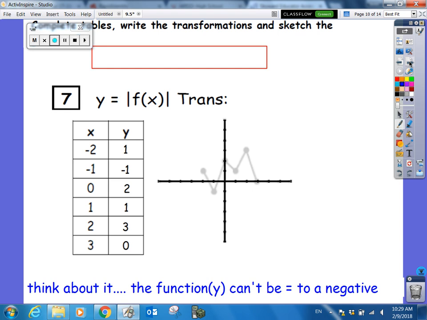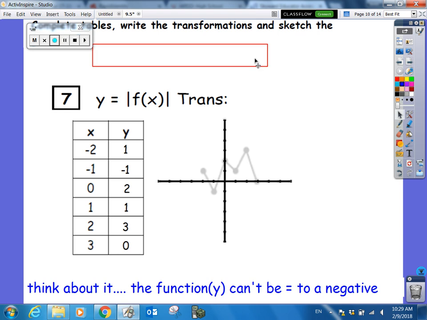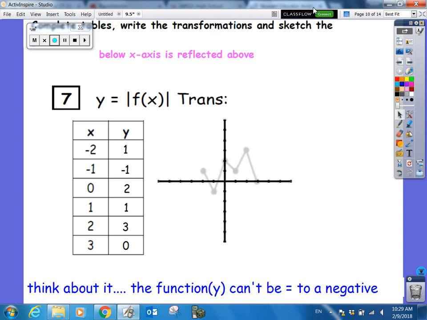If you do a bunch of work and you get y equals 10, the value is 10. But if you do whatever the function is, and you got y equals -2, once we took the absolute value of that, it would be +2. So that's why anything below the x-axis gets reflected above it. Okay, anything below the x-axis gets reflected above it. So again, that's just in your list of transformations down there. So anything above stays.